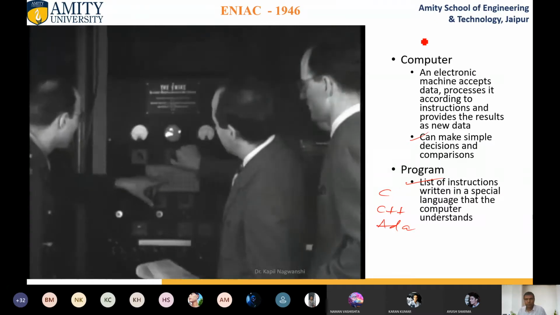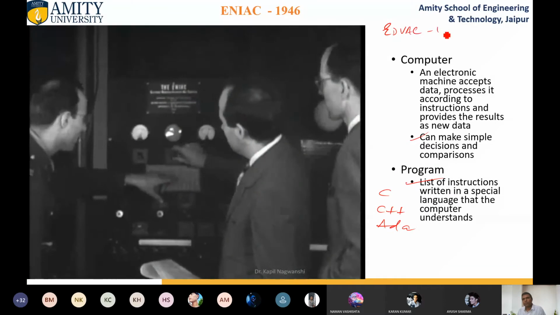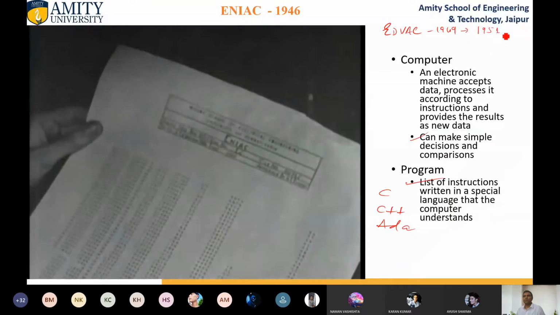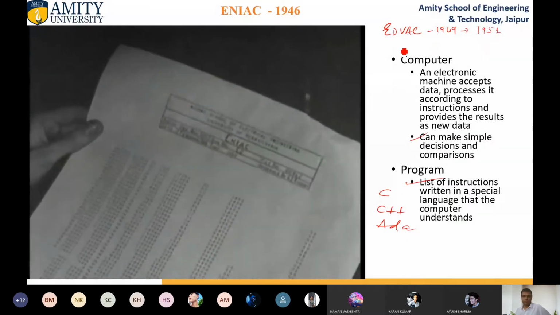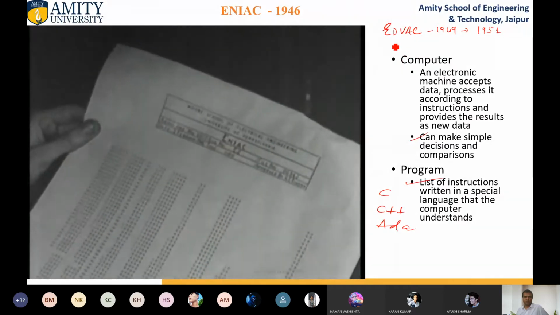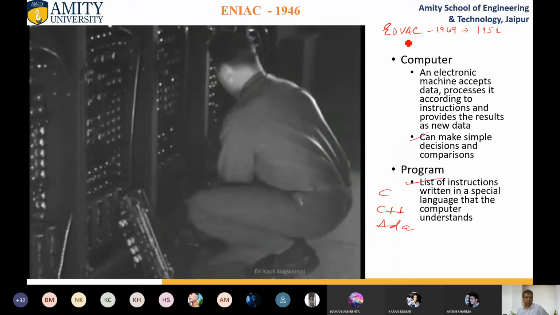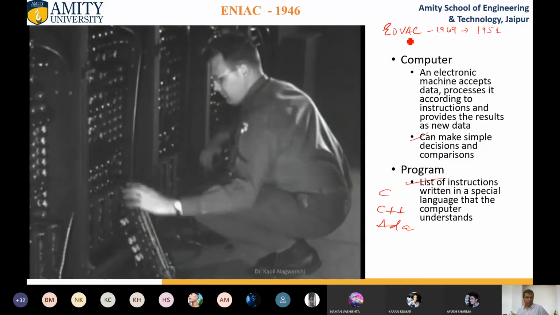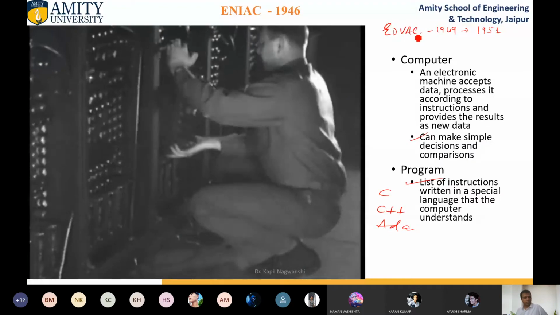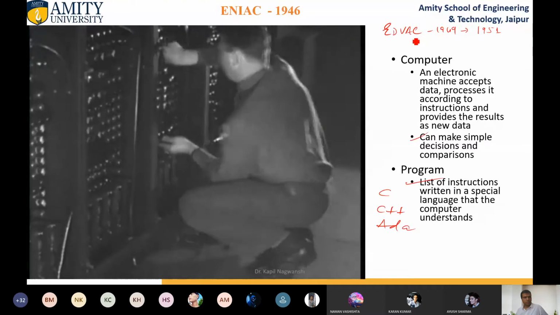EDVAC was delivered to the U.S. Army's Ballistics Research Laboratory in 1949 and made fully operational by 1951. In 1946, the University of Pennsylvania adopted a new patent policy, which would have required Eckert and Mauchly to assign all their patents to the university if they stayed beyond March. Unable to reach agreement with the university, both Eckert and Mauchly left the Moore School in March 1946, along with many of the senior engineering staff.